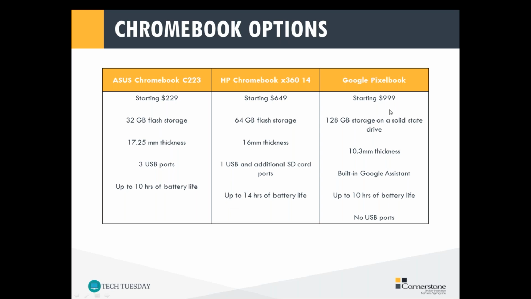Then the most expensive option being the Google Pixelbook Slate, which kind of gets into our next option, which is the 2-in-1s. It has 128 gigabytes of solid-state drive storage. It also has a 10.3 millimeter thickness, so it's a lot thinner than the Chromebook and the Asus, although you're arguing millimeters at this point. It also has the built-in Google Assistant and up to 10 hours of battery life. So that's the Google Assistant being kind of their version of Siri and Alexa. But unfortunately, it does have no USB ports. It just has a charge cable. So if you're looking to transfer information back and forth, you're stuck with email or some other sort of connector.